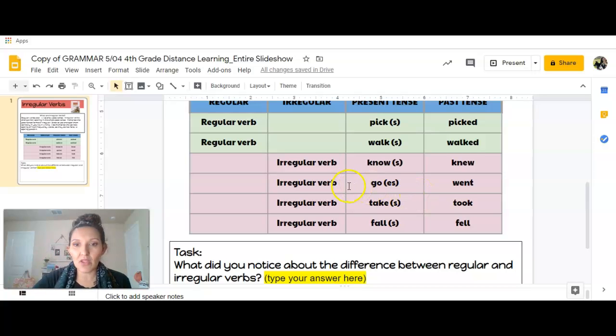But we know an irregular verb is said different. We can't say goed, we say went. Completely different spelling. Look at take. Take turns to took. That's why it's irregular. It does not follow the pattern that a regular verb will follow. You cannot just add ed to these words, okay?